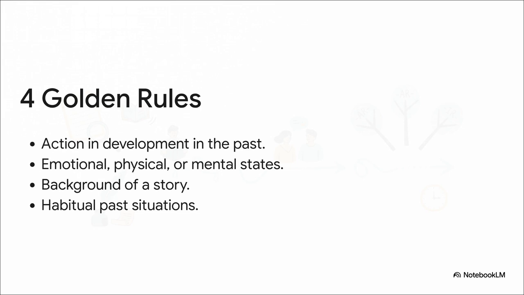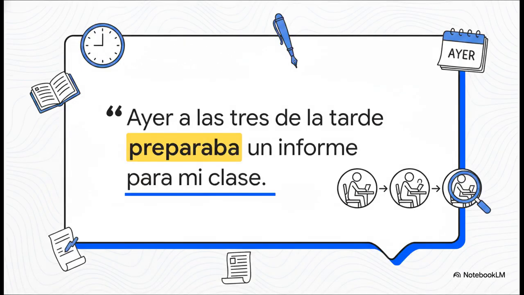Let's check out some real-world examples to really make these stick. Take a listen to this wonderful quote from our source text. Ayer a las 3 de la tarde preparaba un informe para mi clase. Yesterday, at 3 in the afternoon, I was preparing a report for my class. This is just a flawless illustration of Rule 1, an action in development. We are totally zoomed in on 3 p.m., and at that precise moment, the action of preparing, preparaba, was actively unfolding. And just notice how much you can comprehend now just by recognizing that aba ending.